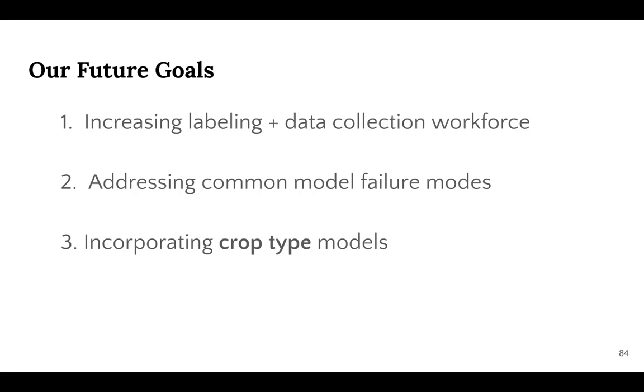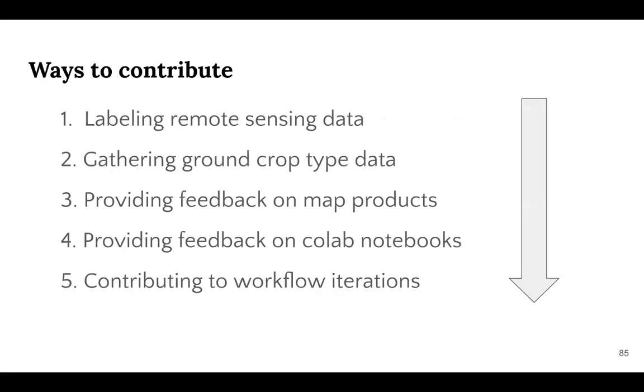Another future goal is addressing common model failure modes. So actually evaluating how well our models are doing, and diagnosing why they are doing poorly or why they are doing well, is an important future goal. And the last one is incorporating crop type models. You saw that there was that crop type radio button available. We just have one demo model deployed right now, but soon we will have crop type models that are available for making these sorts of maps as well.